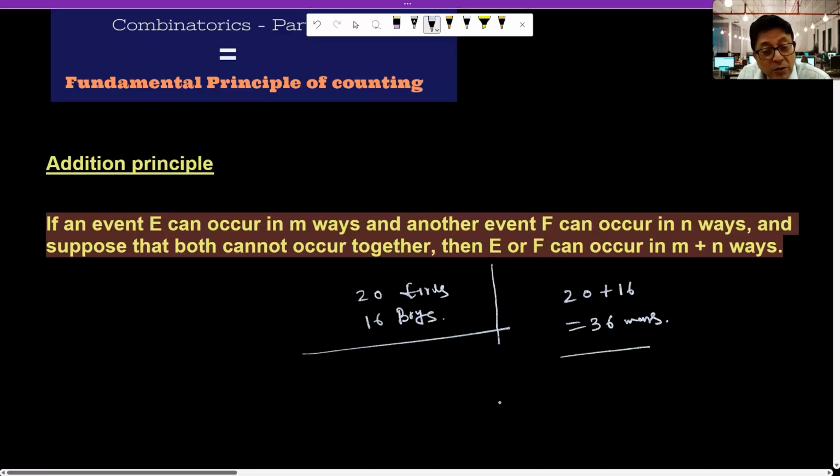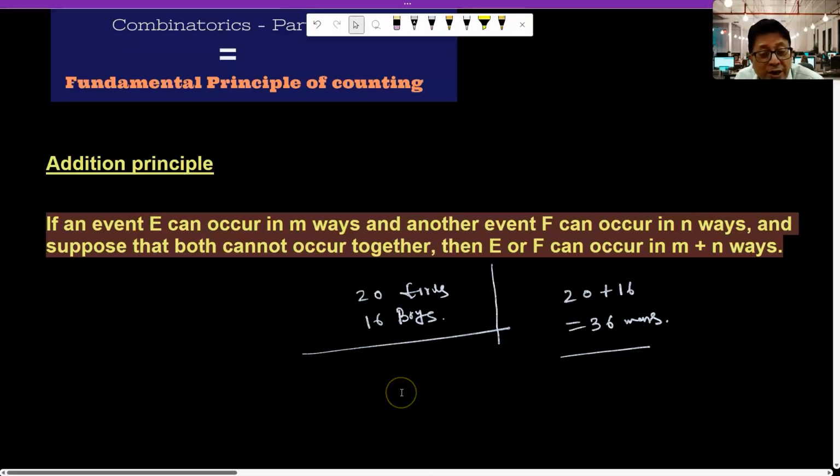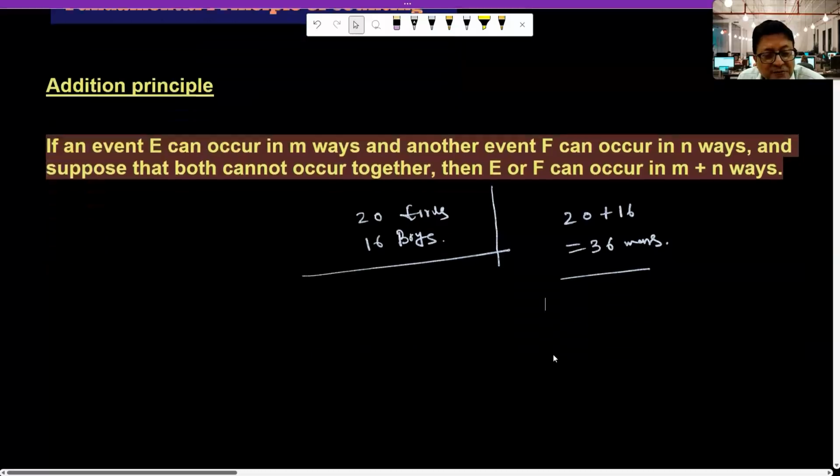Why? Because out of 20 girls, she can select one of them, either first or second or third or 20th. This way 20 possibilities are there. So the event, considering a girl as the monitor of your class, can be done in 20 ways. Similarly, a boy, they are also equally probable. One of the boys can be selected in 16 ways. So one process in 20 ways, another one in 16 ways, both together can be done in 36 ways. Clear?